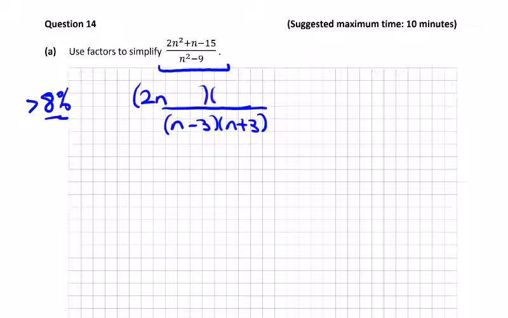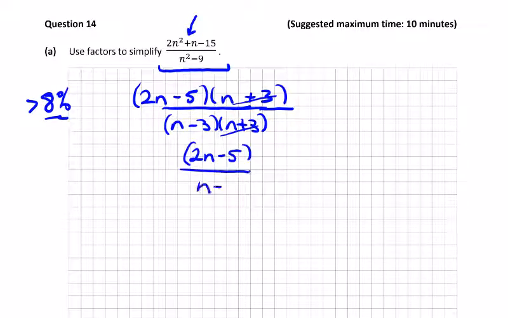2n squared on top has to be 2n by n, whatever way you choose to factorize, but this is the best way. One of them will cancel with one of them on the bottom, so it looks like it's going to be a 3 here and a 5 here to give 15. We want to make up a plus n, so we're going to have plus 3 by 2n plus 6n minus 5n. So the n plus 3's cancel, leaving us with 2n minus 5 over n minus 3. I think it looks neater in a bracket. So nice 15 marks for this one, can you believe it?